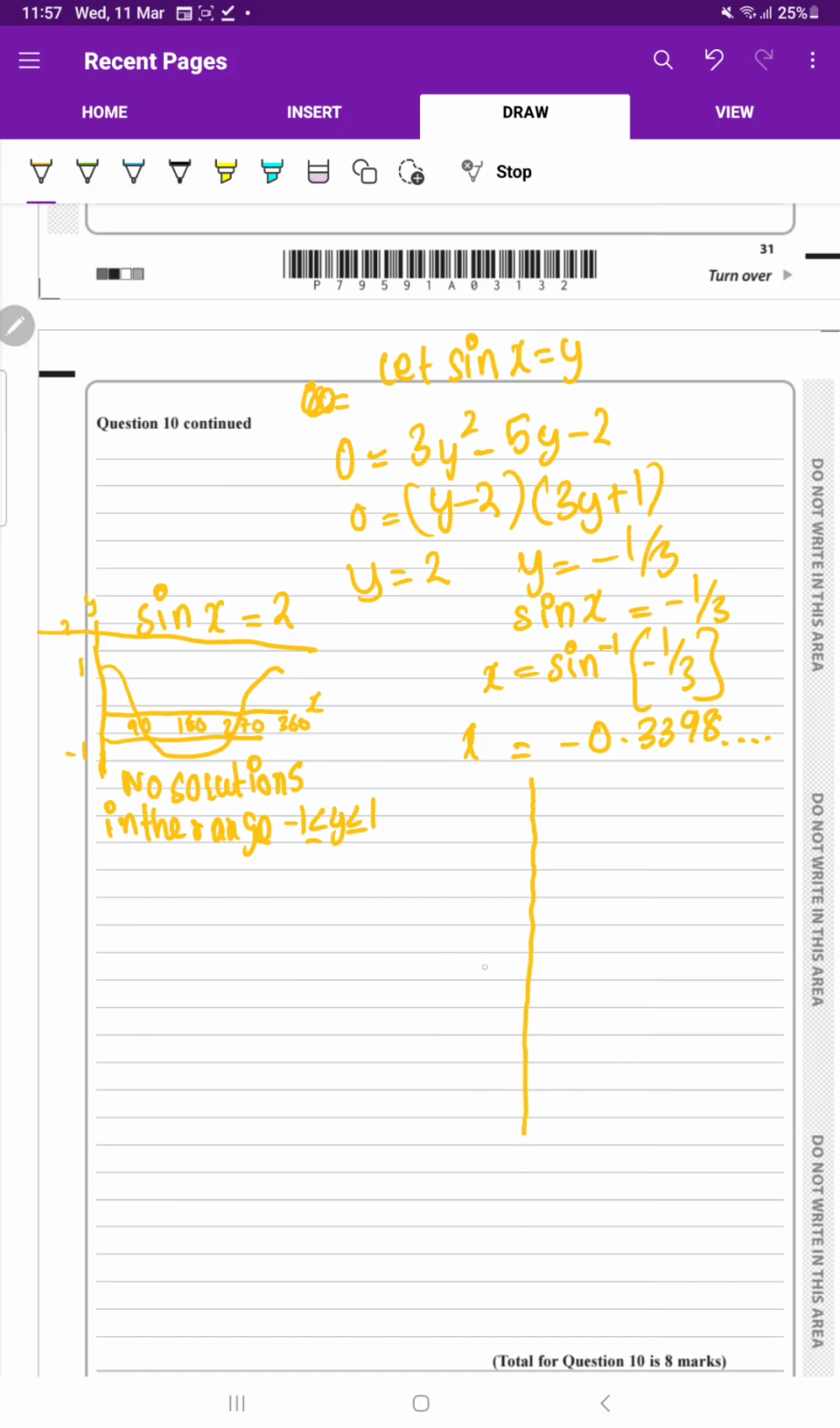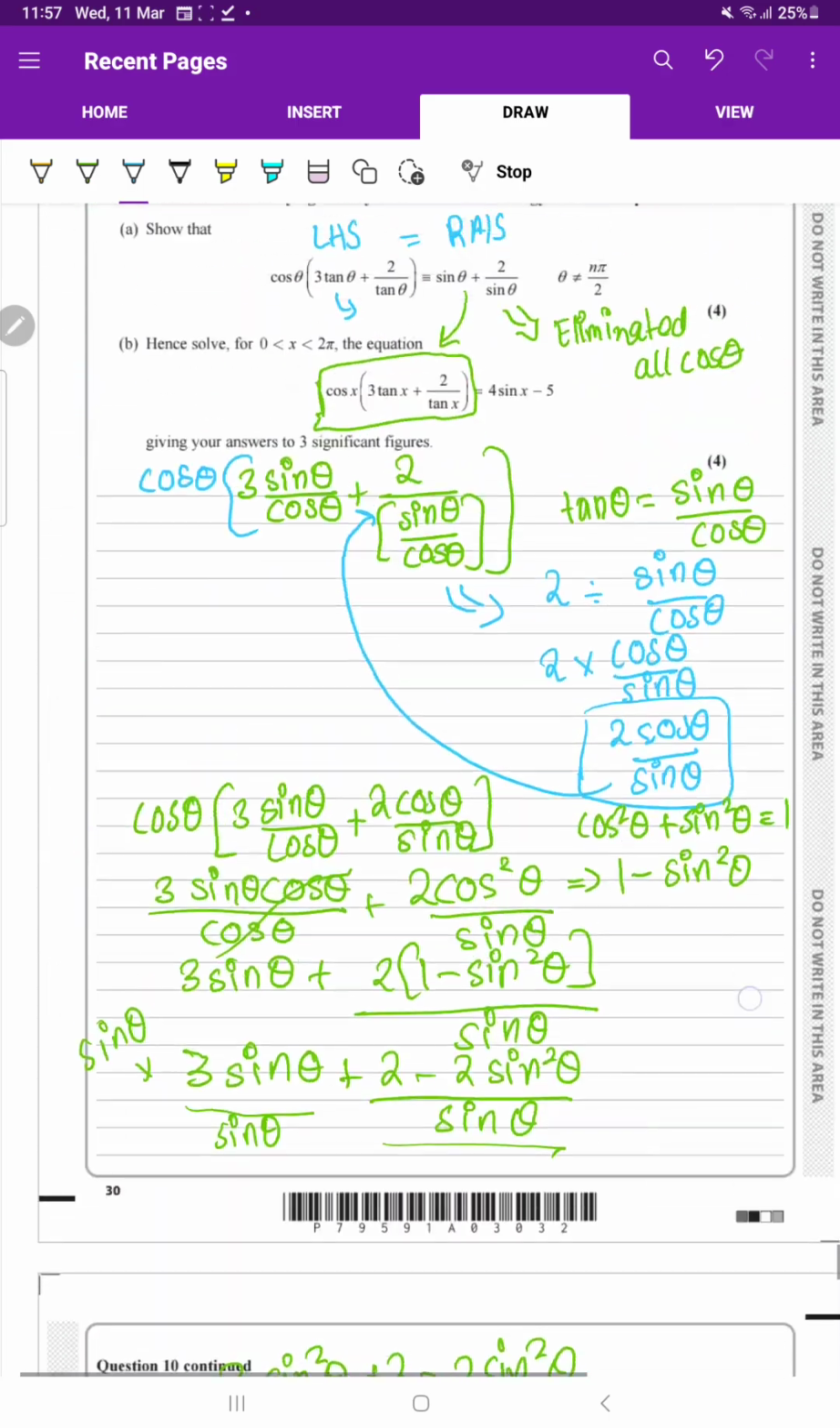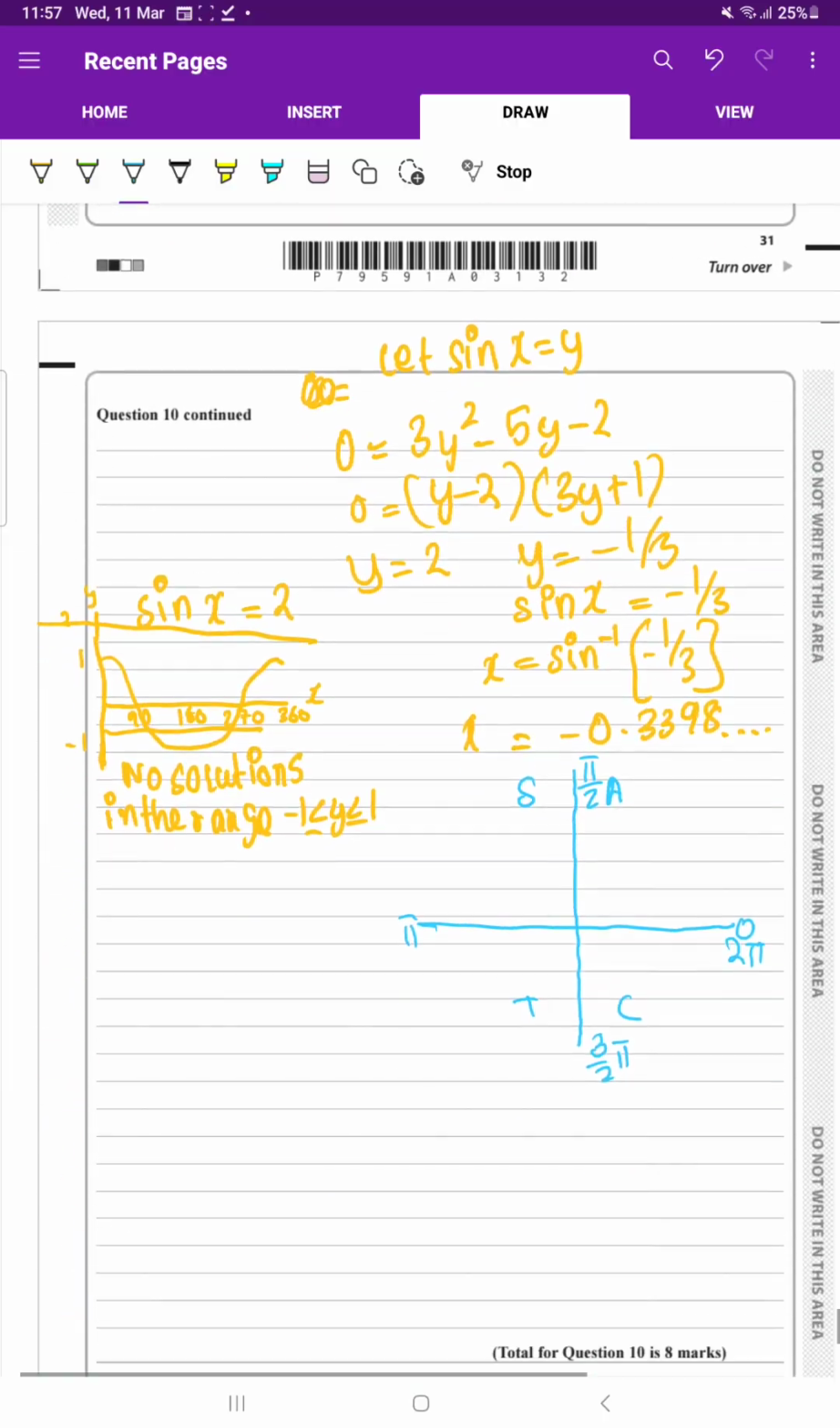I'm going to draw a CAST diagram. Let me draw it a bit smaller, I don't have enough space. Something like this, ASTC, the CAST diagram. Now let's label all the angles. This is pi over 2, this is pi, this is 3 over 2 pi, and this is 2 pi. This is just x.